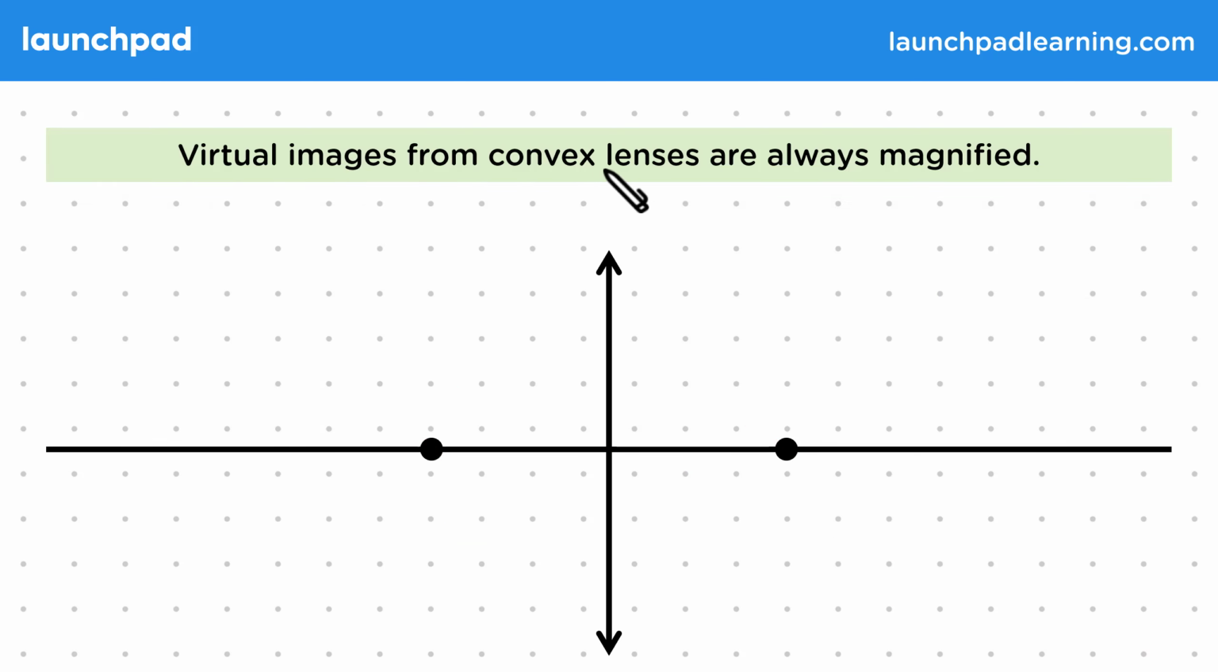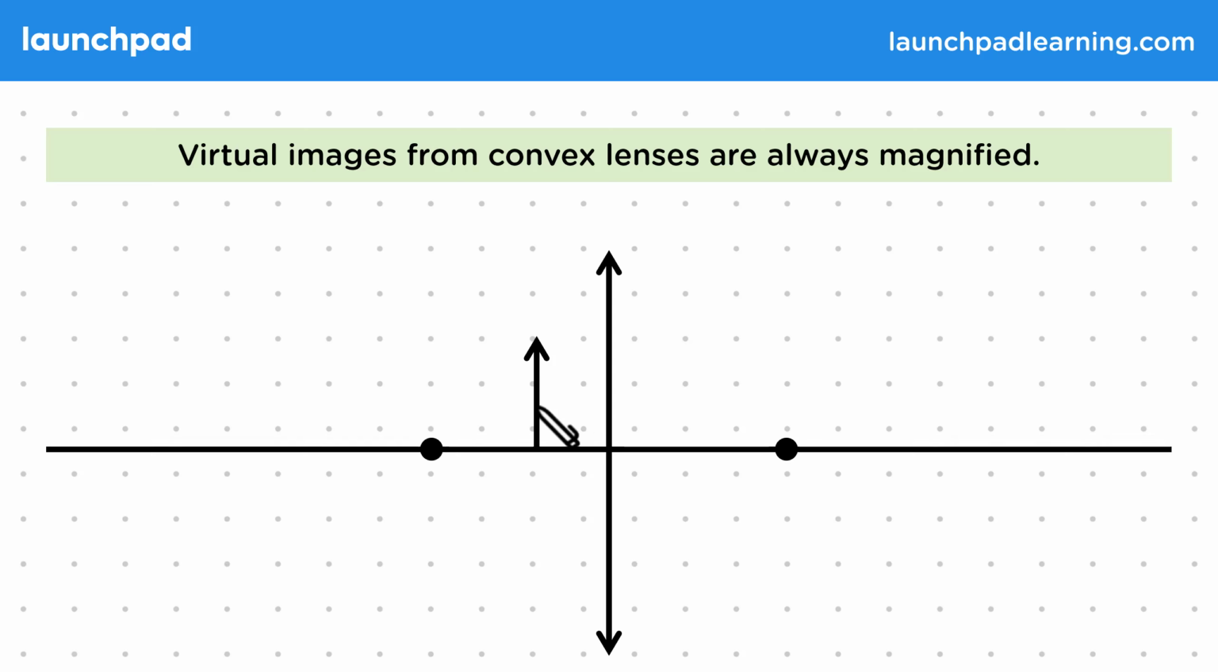Virtual images from convex lenses are always magnified. So far we've been looking at real images, which form on the other side of a lens and can be viewed on a screen. But lenses can also form virtual images, which will be on the same side of the lens as an object. This is because light rays appear to converge if we look through the lens, making us see an image. A virtual image can be formed from a convex lens by placing an object between the lens and its focus, such as here.